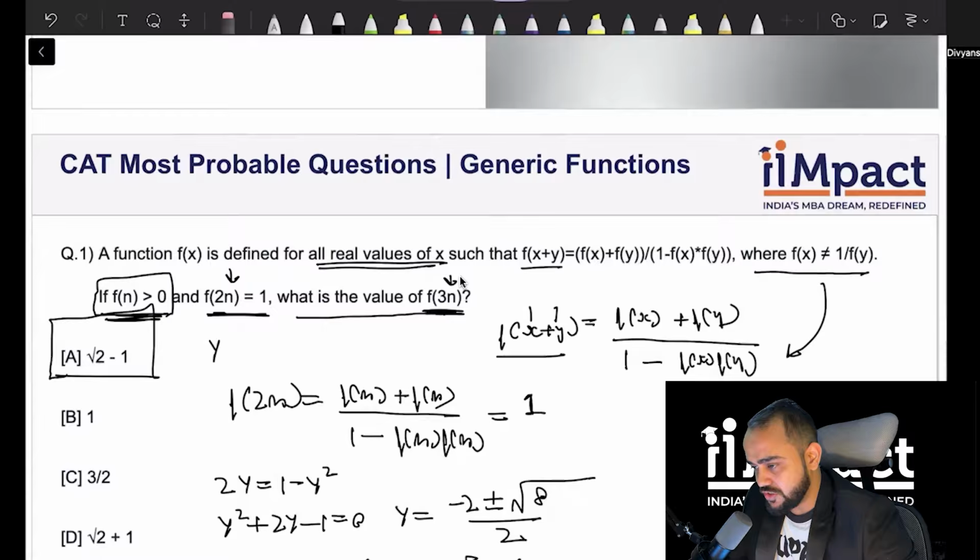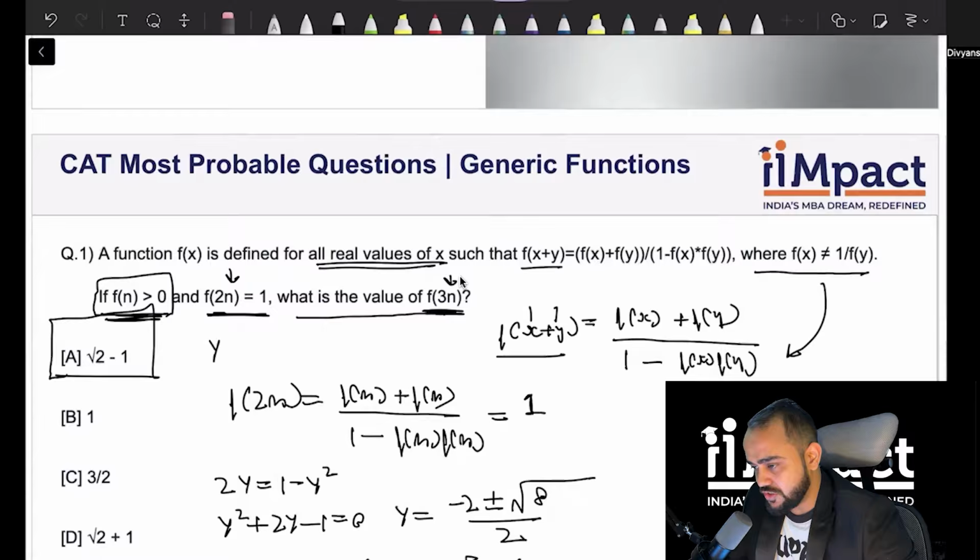A function is defined for all real values of x, and f of x plus y is equal to f of x plus f of y divided by 1 minus f of x into f of y. Now they have given me that f of x is never equal to 1 by f of y, which has to be true, otherwise the denominator can become 0 there. And they have said all real values of x.